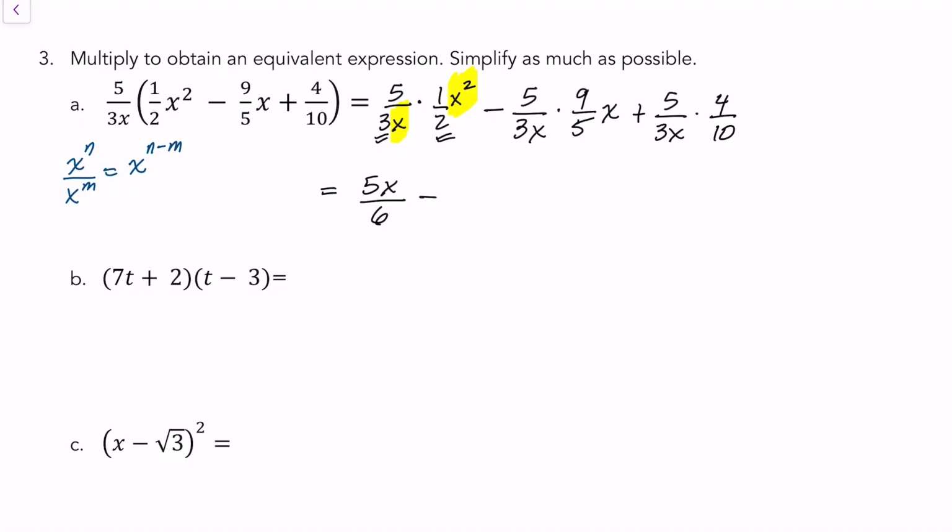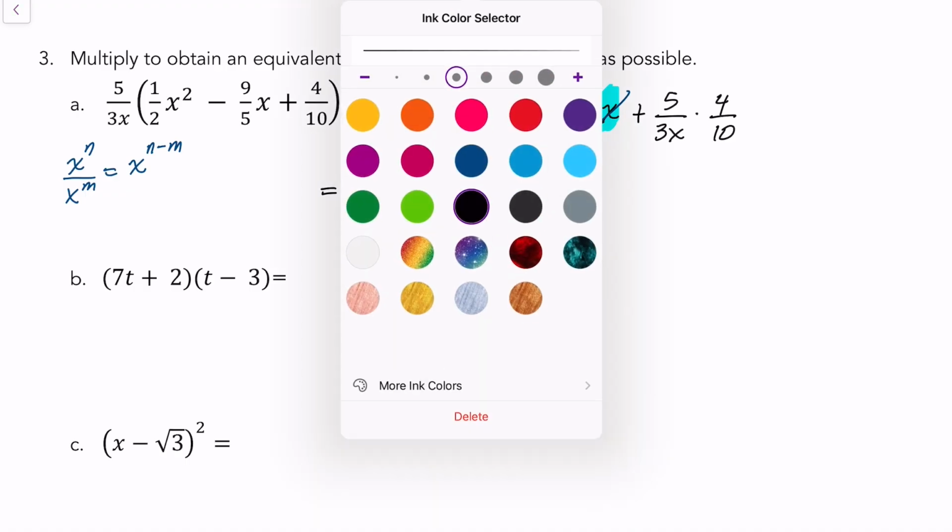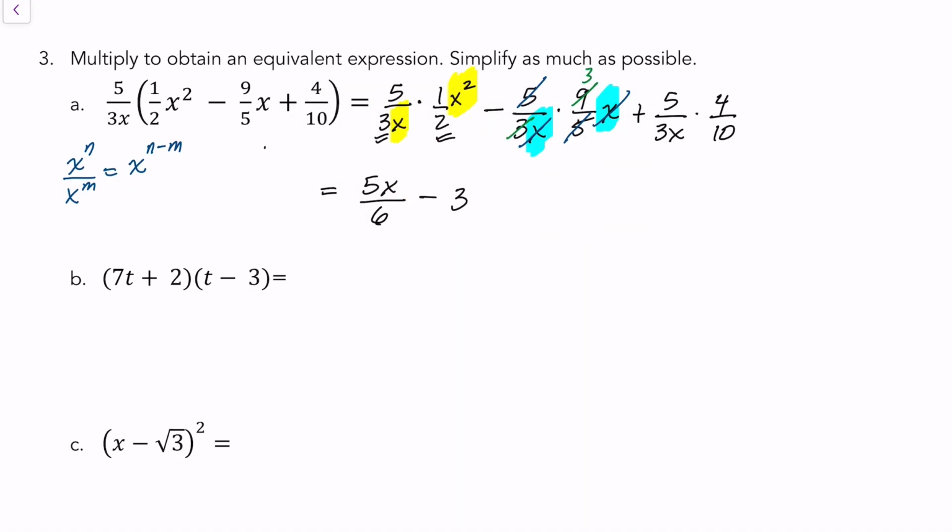Minus, so notice that here we have a 5 that we can cancel with this one. And then 9 and 3 both have a factor of 3. So this becomes 1 and this becomes a 3. And then we have this x over here by itself. So this becomes 3 times x. Oh, I'm sorry, this x is canceled with this one. So this and this cancel as well. So all we end up with is just 3.